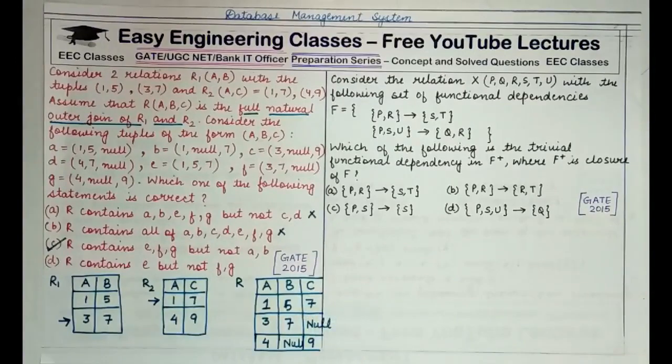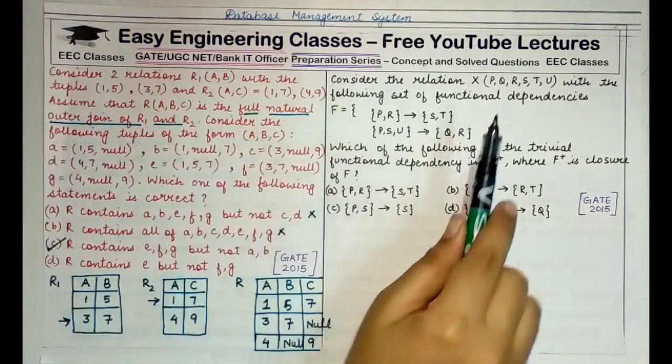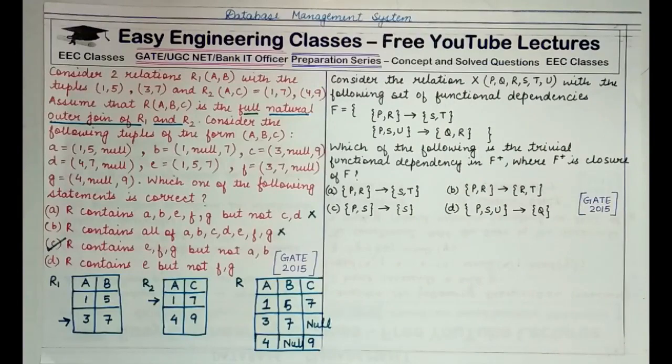Now switching to the second question. The question says consider the relation X with the columns P, Q, R, S, T and U with the following set of functional dependencies. And you are given a set F with the dependencies. The first one is P, R determines S, T, and the second is P, S, U combinedly determines Q and R. Now the question says which one of the following is the trivial functional dependency in F plus, where F plus is the closure of F, and you are given the options.